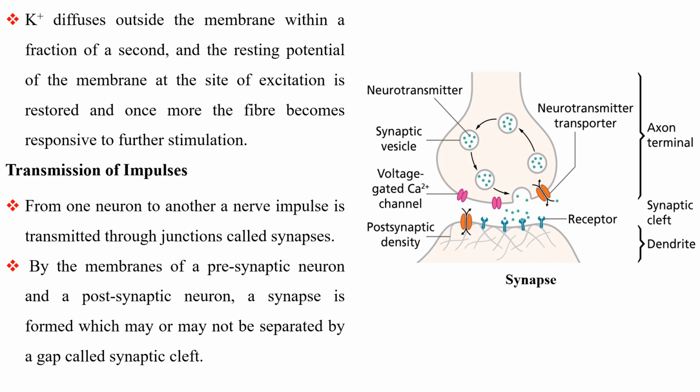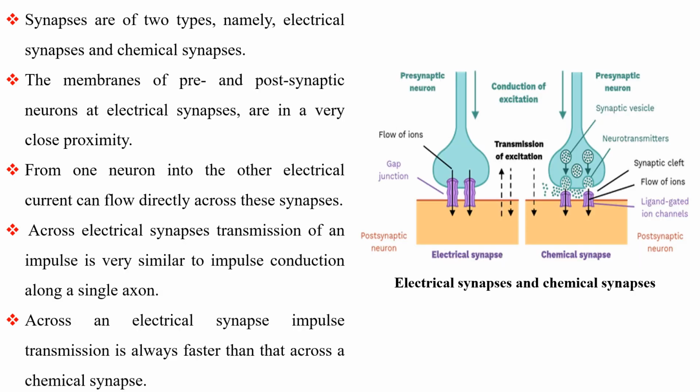Transmission of impulses. From one neuron to another, a nerve impulse is transmitted through junctions called synapses. A synapse is formed by the membranes of the presynaptic neuron and a postsynaptic neuron, which may or may not be separated by a gap called synaptic cleft. Synapses are of two types, namely electrical synapses and chemical synapses.